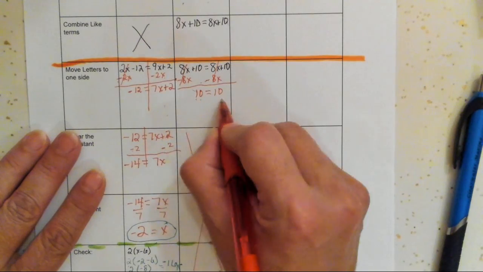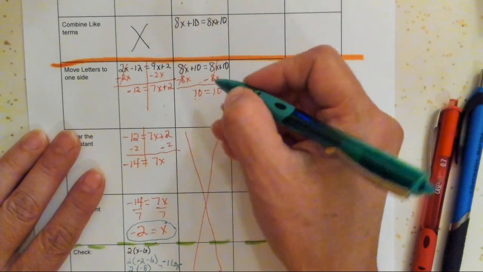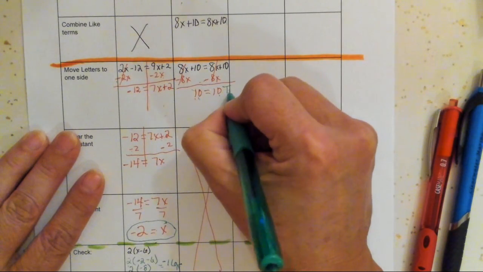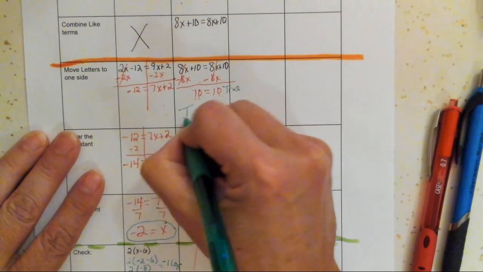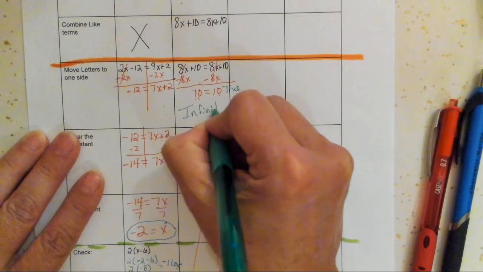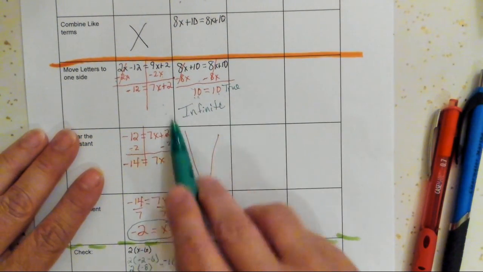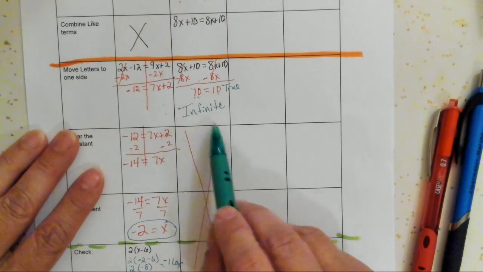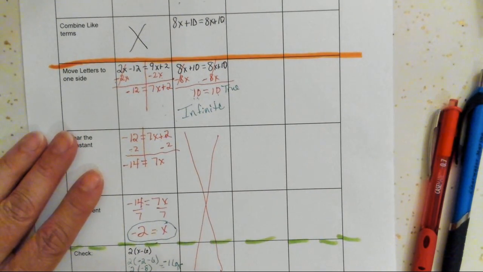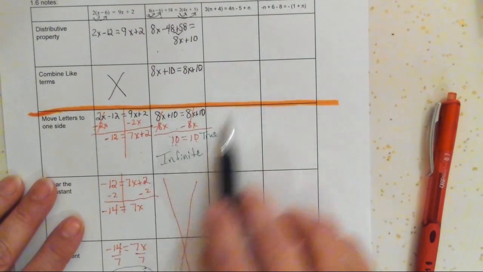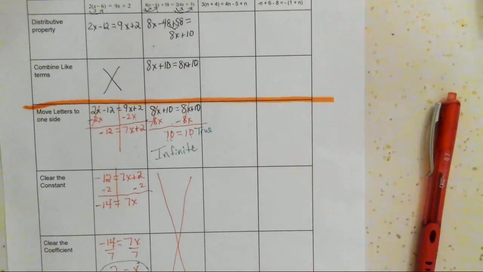We have to interpret right here. Because 10 is forever equal to 10, this is a true statement. That means that this question has infinite solutions, or all real numbers would be another way to say that, because that's what it means. Every number in the world will work. All right? So that one's nice, short, and sweet because the letters disappeared.